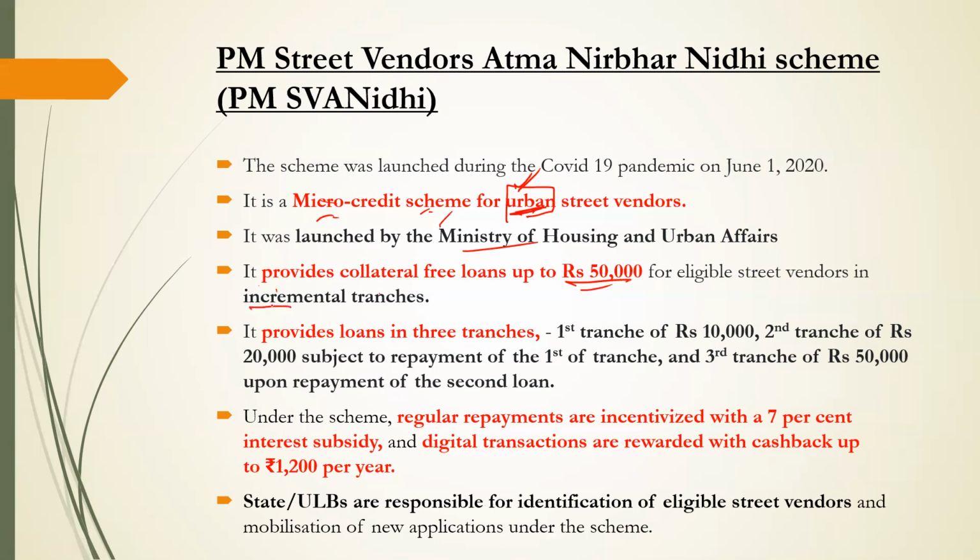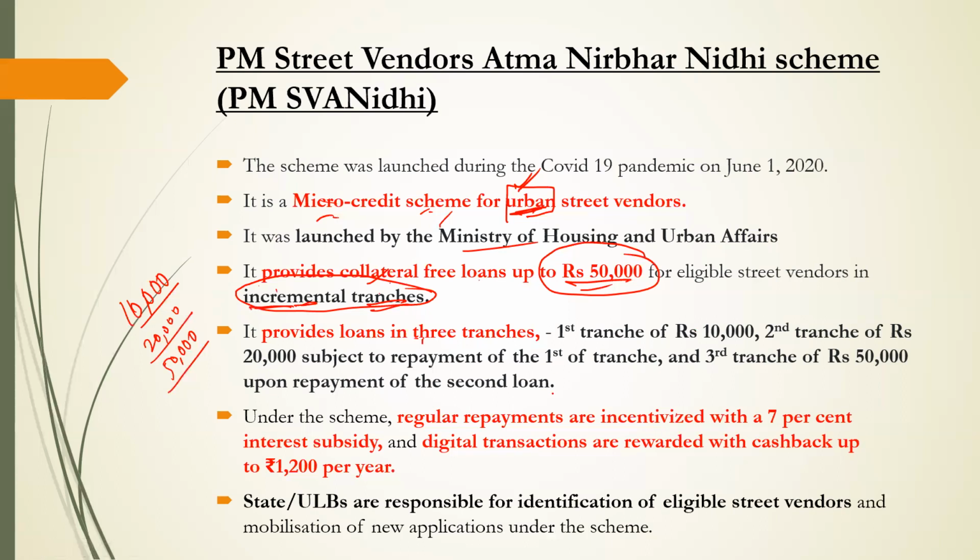But you have to note how: it is done in incremental tranches. What does it mean? You provide loans in three tranches. First, you can avail only 10,000 rupees. After repayment of 10,000, you are eligible for a loan up to 20,000. After repayment of this, you can avail up to 50,000. So you can get a collateral-free loan up to 50,000, that is correct, but it is in incremental tranches. Please understand this difference.